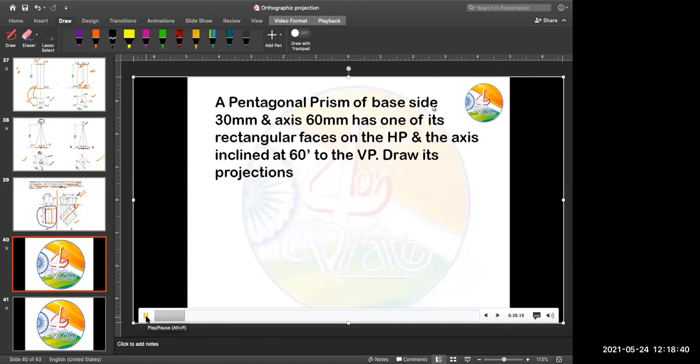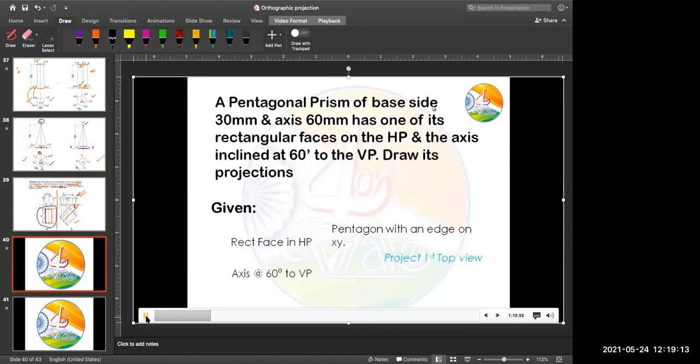The axis of it is inclined at 60 degrees to VP, and you have to draw it. Once again, let us take down the given data. First, a rectangular face is in HP. Next, the axis is inclined at 60 degrees to VP. So these inputs should translate to us like this. First, the pentagon should be drawn with an edge on XY.